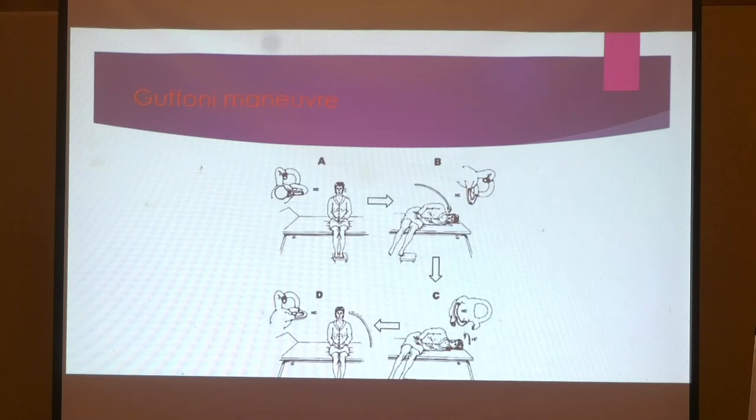Another maneuver that we also do for a lateral canal BPPV, canalolithiasis of the lateral canal, is the Gufoni maneuver, wherein the patient is made to sit and then made to lie down on the contralateral side of the body. So if the patient has a right lateral canal lithiasis, the patient is made to lie on the left, then the head is turned. Once the patient goes in that position, the head is turned up so that the particle falls into the utricular macula, and then again the patient is made to sit.